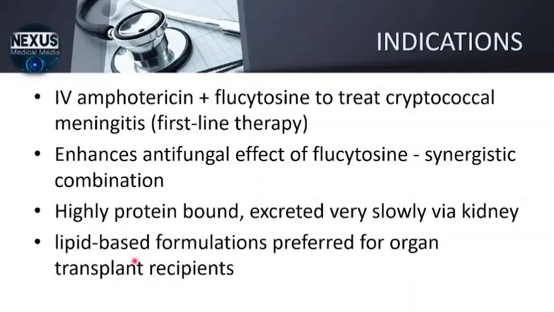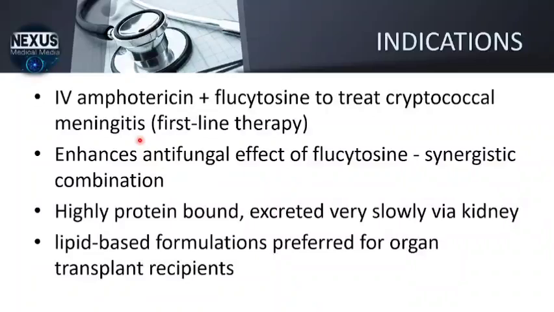So where is it indicated, right? As I mentioned before, in meningitis, particularly cryptococcal meningitis, IV amphotericin with flucytosine. You can click the link on the top right corner to watch the video on flucytosine, and also with fluconazole. This is actually the first line in that regimen, first line in management of cryptococcal meningitis.